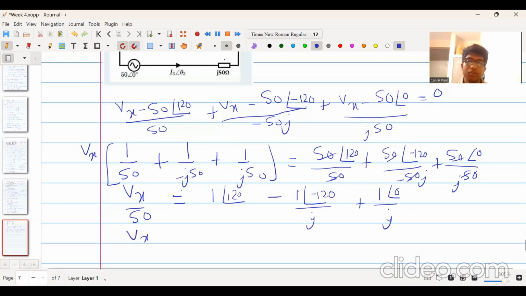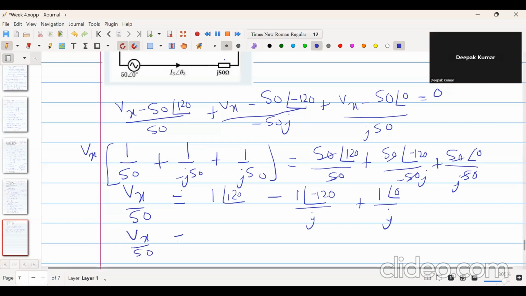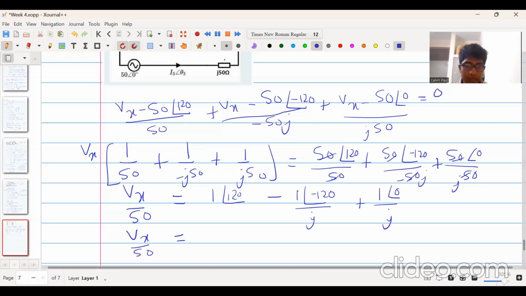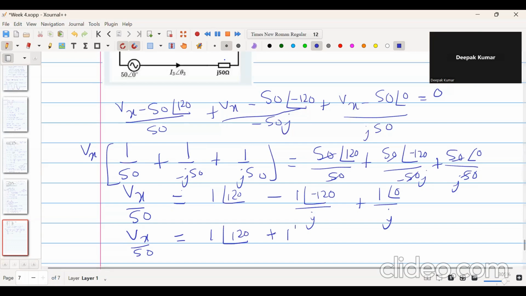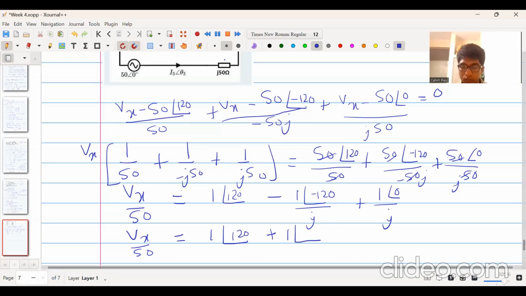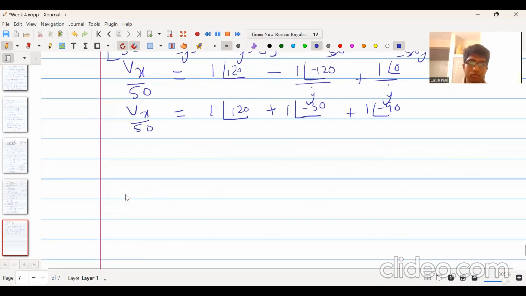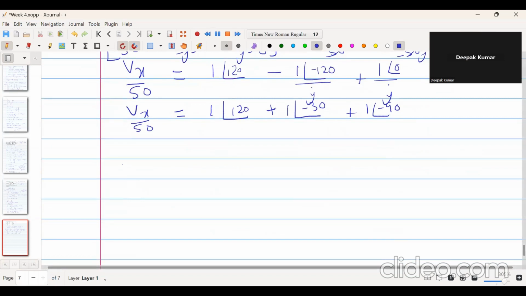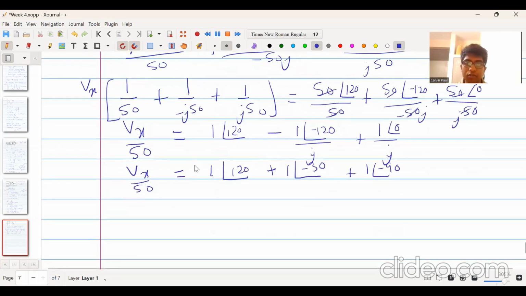So when we further simplify it, we will get it to be of this form: 1 at an angle of 120 plus 1 at an angle of minus 30 plus 1 at an angle of minus 90. So, were you guys able to understand how this came?